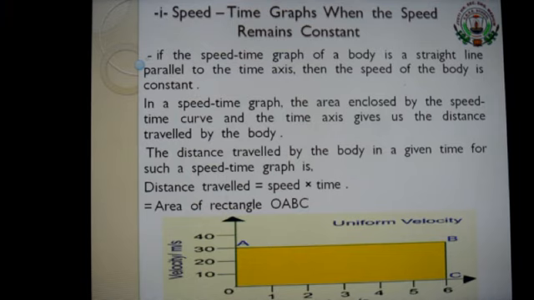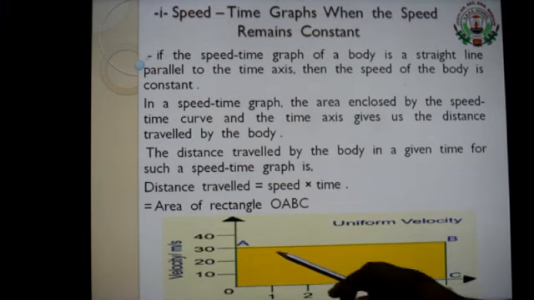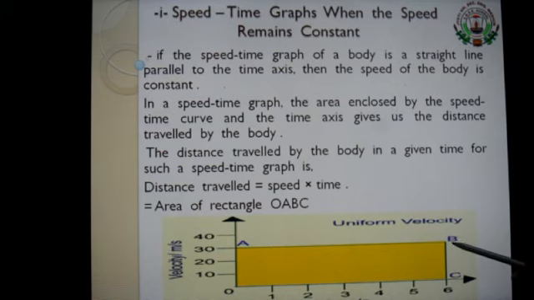First case, speed time graph when the speed remains constant. If the speed time graph of a body is a straight line parallel to the time axis, then the speed of the body is constant as shown in the figure. Since the speed of the body is constant or uniform, there is no acceleration.